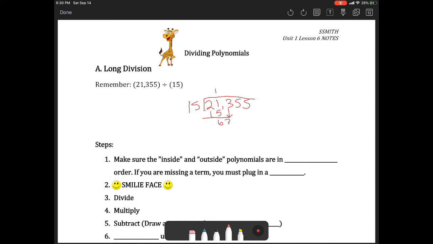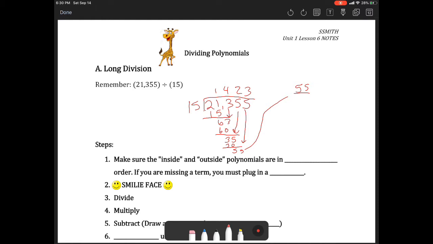15 goes into 63 4 times, which is going to give us 60. We're going to subtract that again to get our number 3, drop our 5 down. So we've got 35, which will go in 2 times, and we'll end up with 30. We'll subtract our 5 once again and bring down our 5, and we'll get 55. So 15 will go into 55 3 times because we've got 55 subtracted by 45.